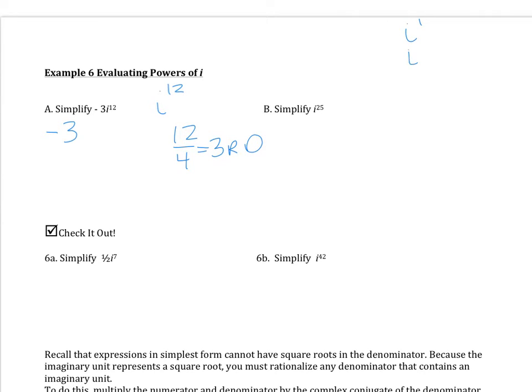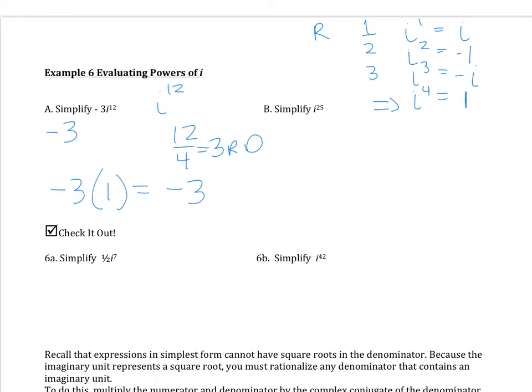So in my list, we had i to the first, i to the second, i to the third, i to the fourth. And because there's no remainder, it's the same as i to the fourth. So this would be negative 3 times 1, which is negative 3. So think of your remainders as over here: a remainder of 1, 2, 3, 0.